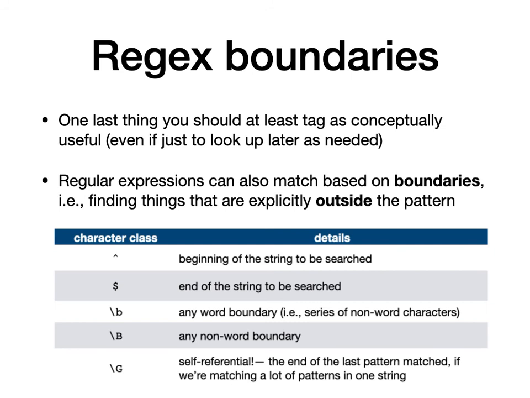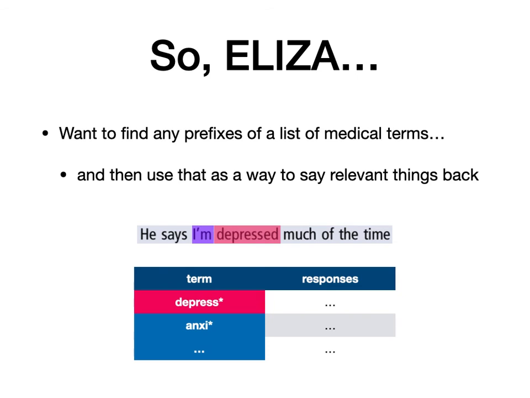So before we exit this, let's revisit Eliza. What's Eliza doing? Eliza, in this particular case, is trying to find any prefixes of a list of medical terms and then use that as a way to say some relevant thing back, right?